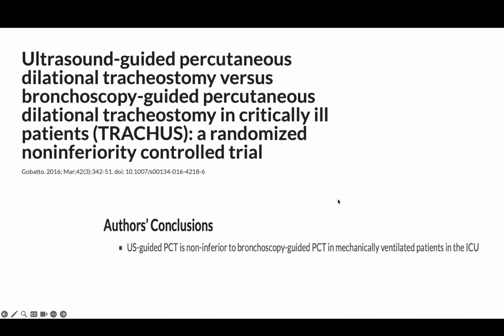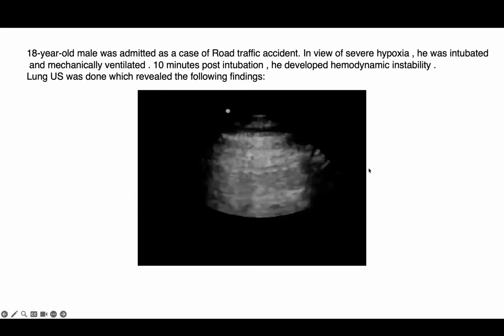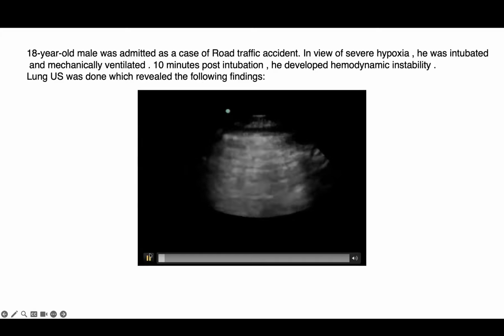All right, very good. So an 18-year-old male was admitted as a case of road traffic accident. In view of severe hypoxia, he was intubated and mechanically ventilated. 10 minutes post-intubation, he developed hemodynamic instability. Lung ultrasound was done, which revealed the following findings.